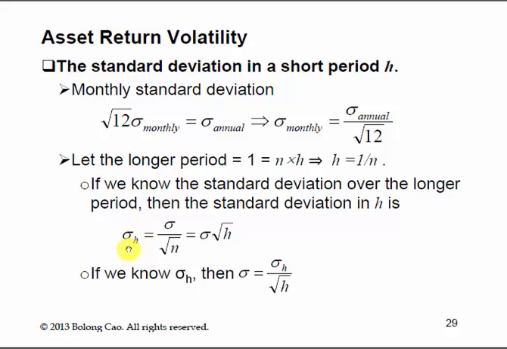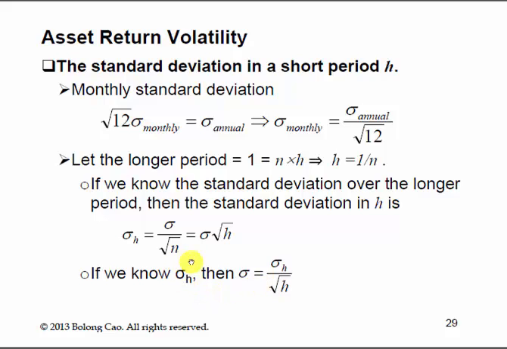The standard deviation sigma h for the short period h is the longer period sigma over the square root of n, or say sigma times the square root of h. Again, h itself is 1 over 12, so the square root of h is 1 over the square root of 12. Also, this can work backwards.